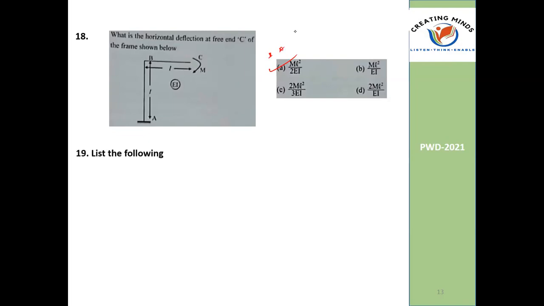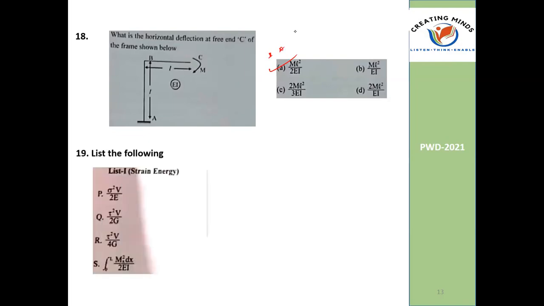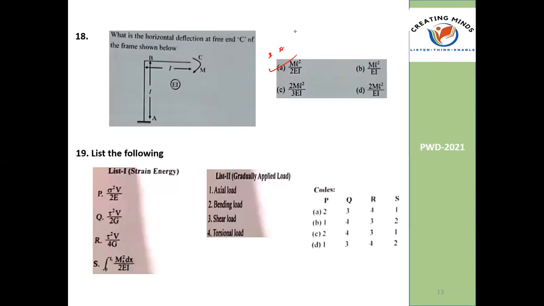Right. Very good. Now match the following list. I have given strain energy and gradually applied loads. Try to match which one is the correct code. What is sigma square V by 2E? Here V is there. Here tau is there, tau square V by 2G. Here tau square V by 4G. Here M. This is very easy. Why is it easy? M square dx by 2EI. This is bending, so we directly get it.